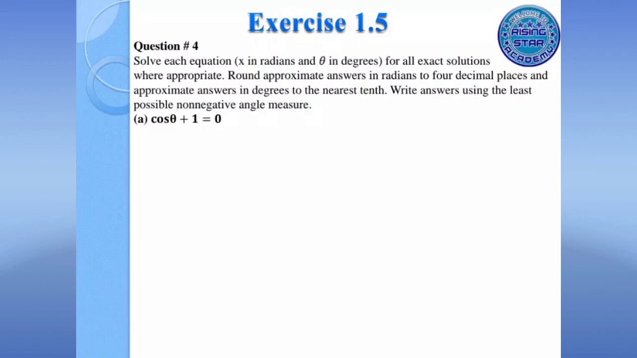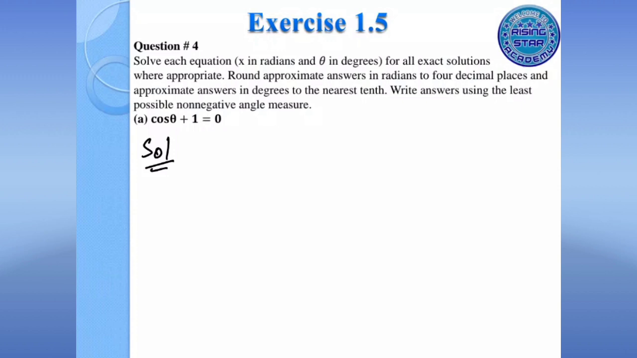In question number 4, it says to solve each equation for x in radians and theta in degrees, for all exact solutions where appropriate. Round approximate answers in radians to 4 decimal places and approximate answers in degrees to the nearest tenth. Write answers using the least possible non-negative angle measures. So let's start. Question number 4, part A.